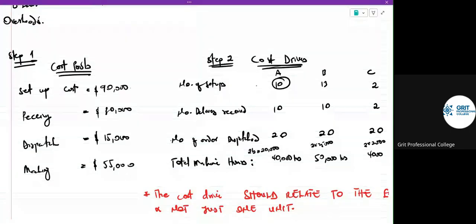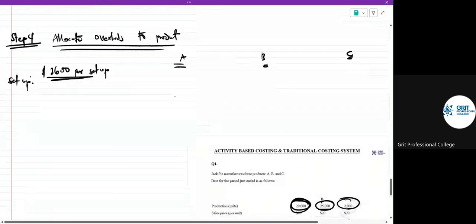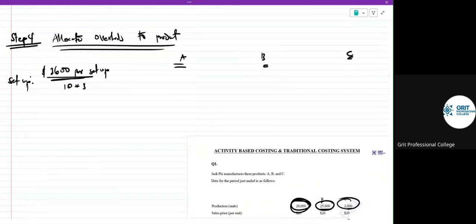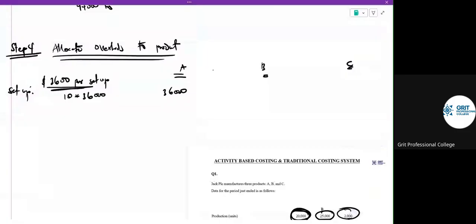10 setups. Because of the setups that we had to do to produce product A, it made us generate some costs, right? So A will get its share of that cost based on the number of setups there. So for A, it will be 10 by the 3,600. And that will be what? 36,000. Okay? So that's the amount of cost that will be allocated to A.